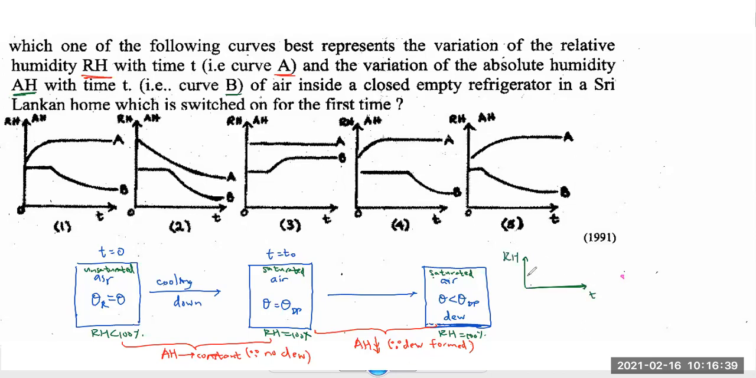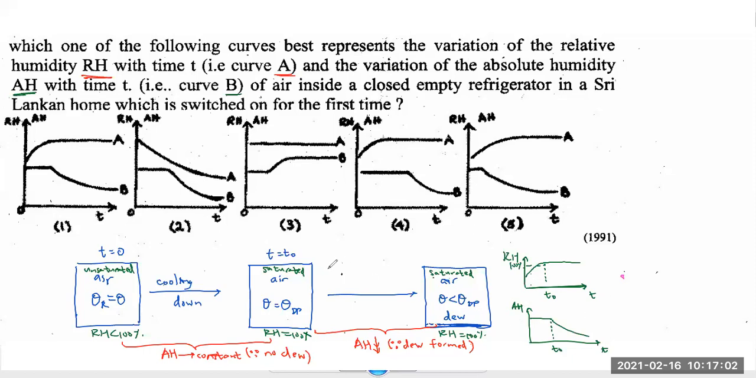Your RH graph should increase and then remain constant. When it becomes 100%, that time we have taken as T naught. And talking about AH with time, AH will not change until T naught, and afterwards AH will start reducing with time.